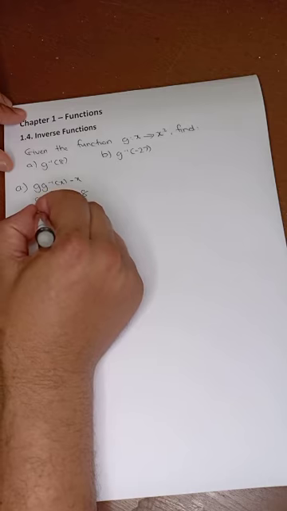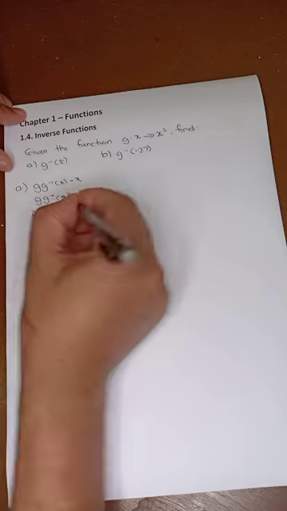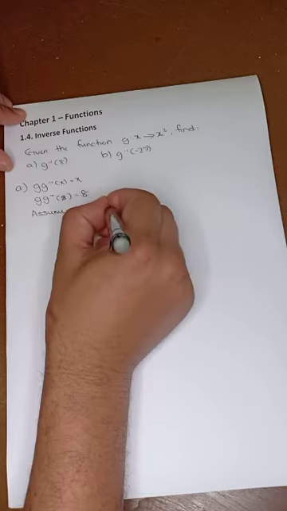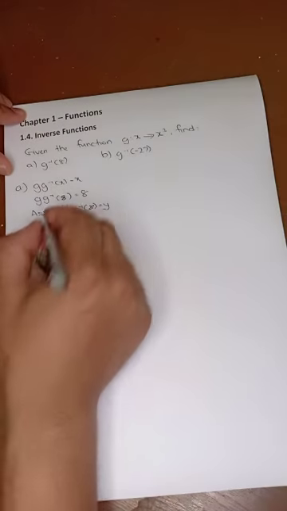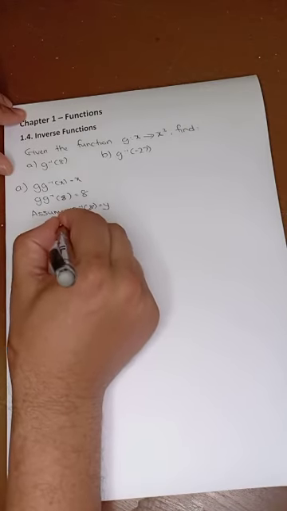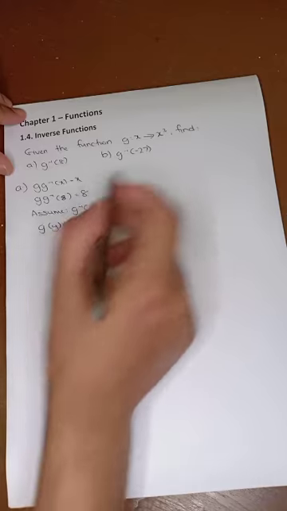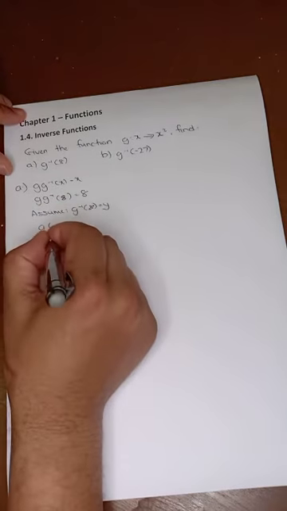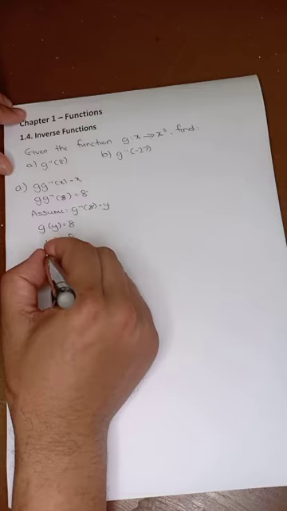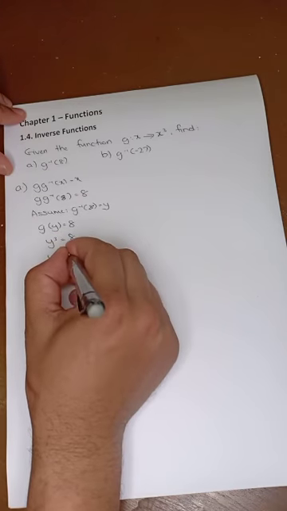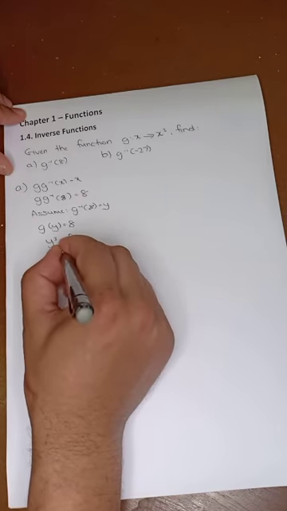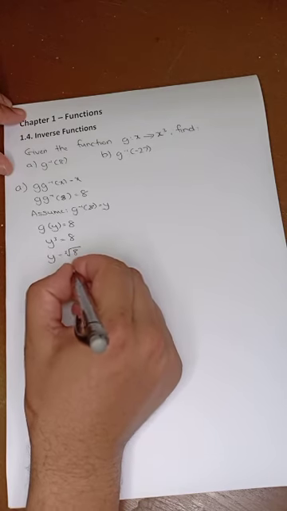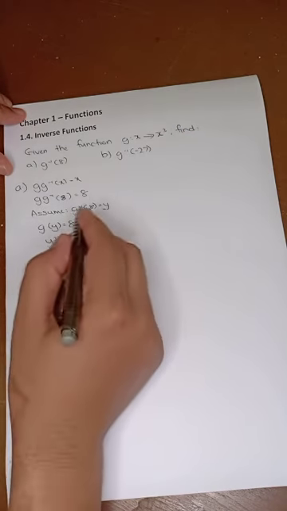So assume g inverse 8 is y. So you get g of y equals 8. What is g? g of x is x cube. g of y becomes y cube equals 8. So y equals cube root of 8. You get 2. And what is y? y is g inverse 8.